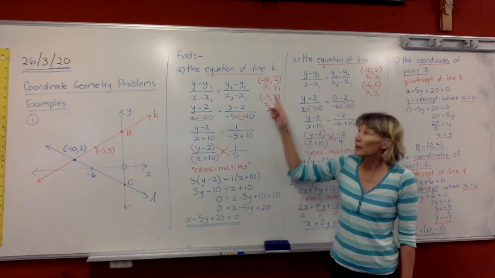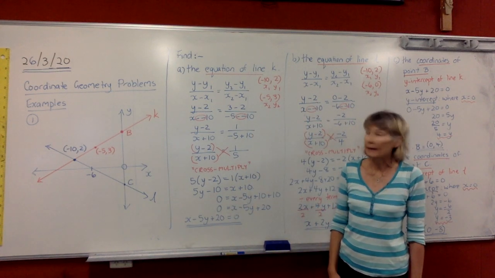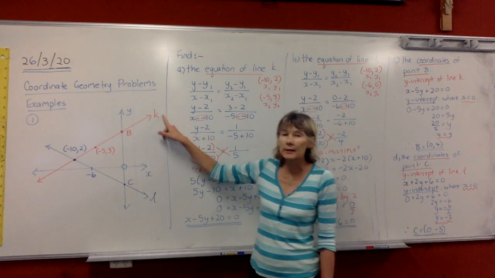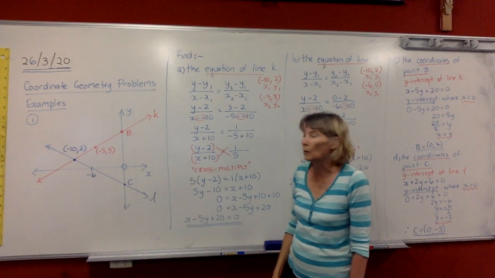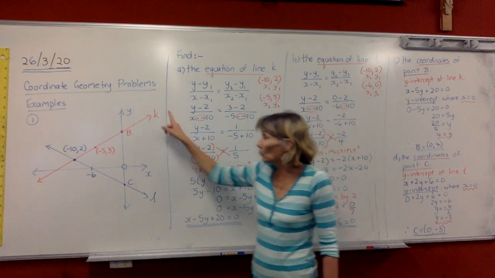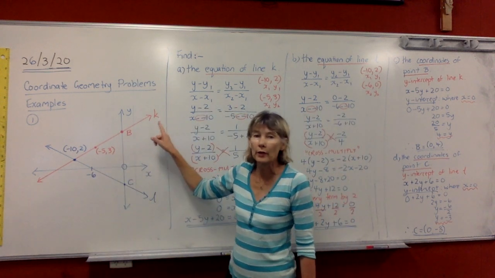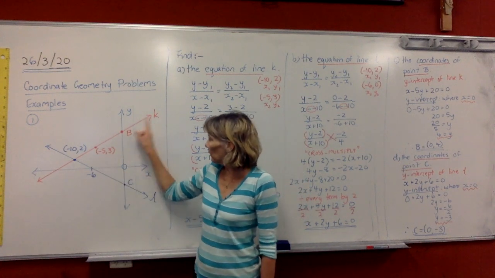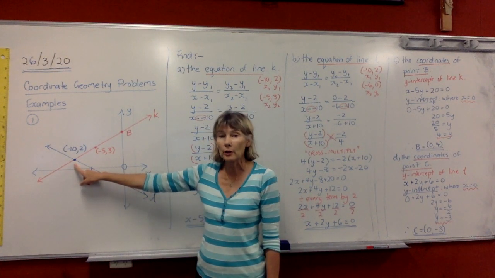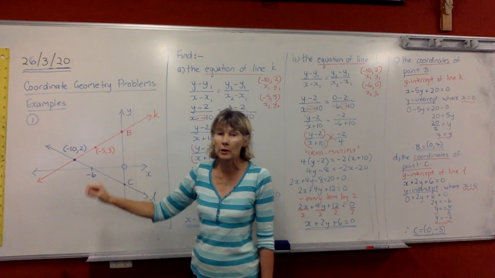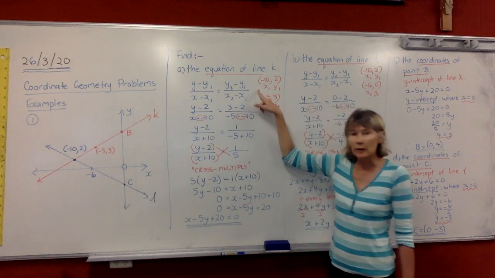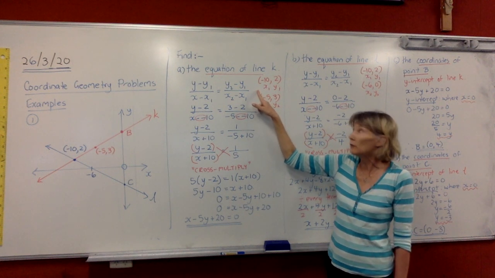Okay, the first question says, find the equation of line K. So over here, line K is this red line. It's been marked line K. And we're trying to find the equation of that line. So we're going to look at what information we have on the line. We've been given this point here, that's on line K, and so is this point here. So you have been given 2 points on that line. So we can use our 2-point formula to get the equation of that line.